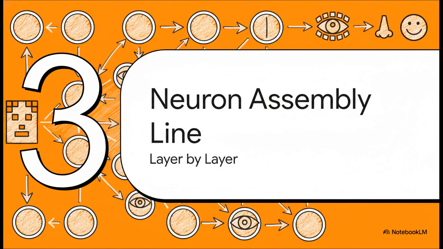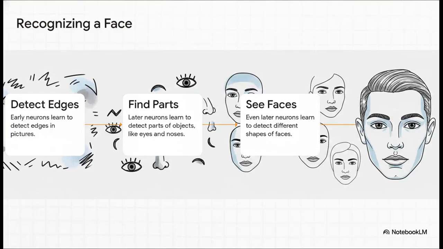And that smarter system, that's a neural network. Probably the best way to think about it is like a really specialized assembly line. It takes in those millions of pixel numbers at the start, and then step by step, it builds them into a final recognizable answer. So here's how this incredible assembly line actually builds understanding.